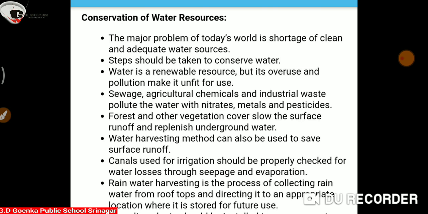Rainwater harvesting is the process of collecting rainwater from rooftops and directing it to an appropriate location where it is stored for future use. As we have already discussed rainwater harvesting in the classroom, what is rainwater harvesting? We need to store water. Rainwater we need to harvest and store, and definitely in sub tanks and all that we can store it. After that we can reuse the same water when we have scarcity of water.